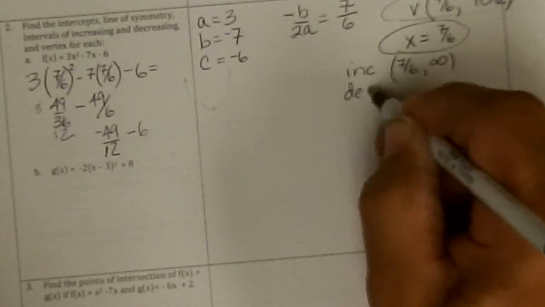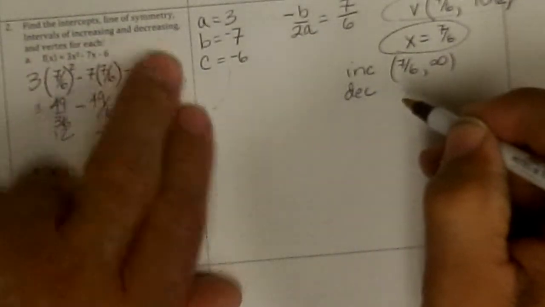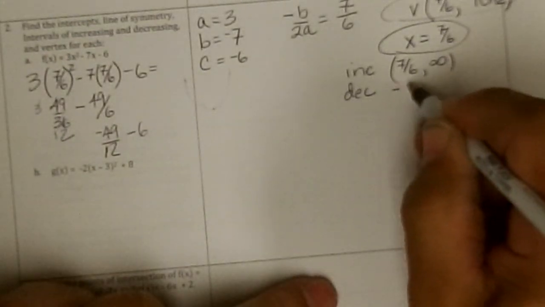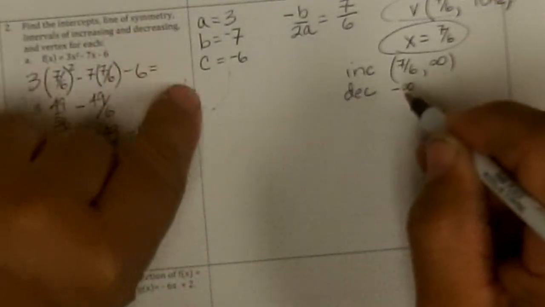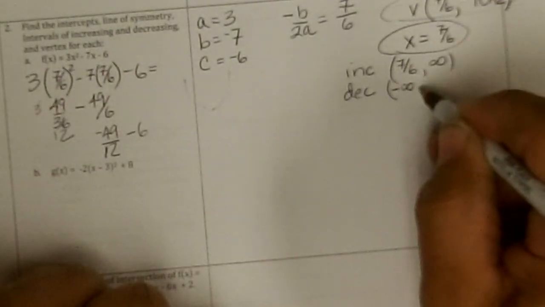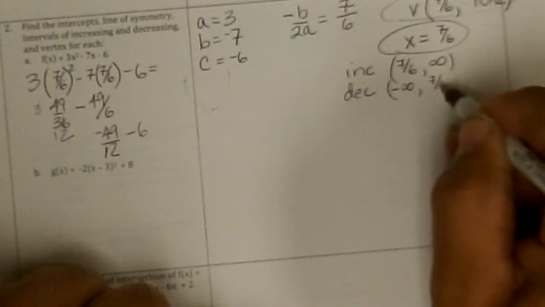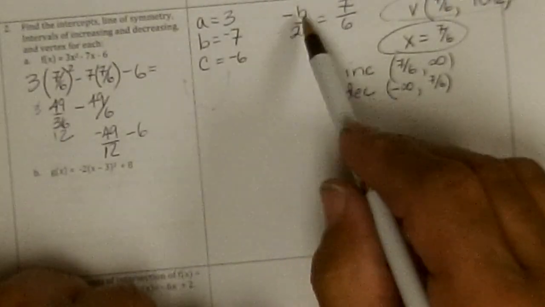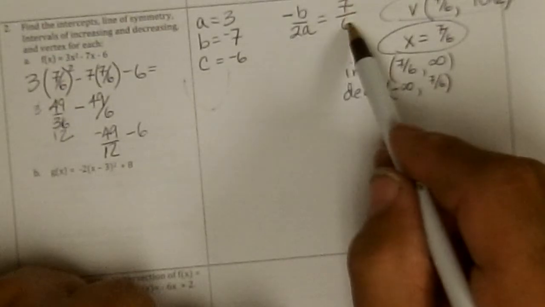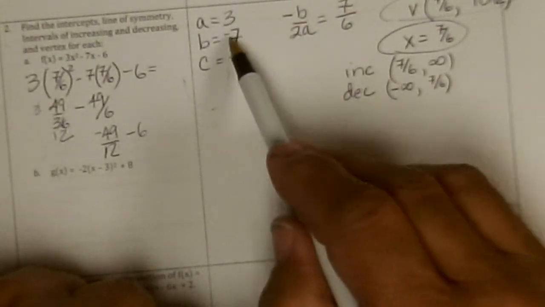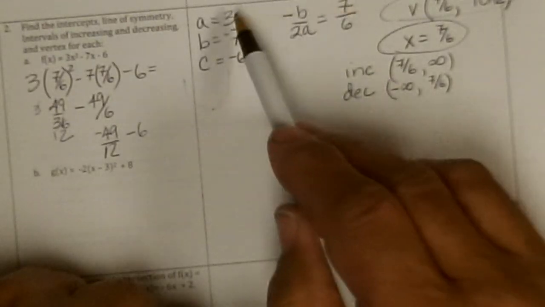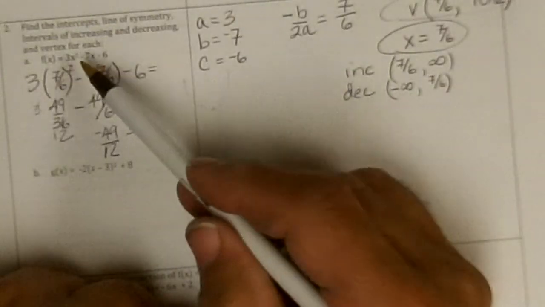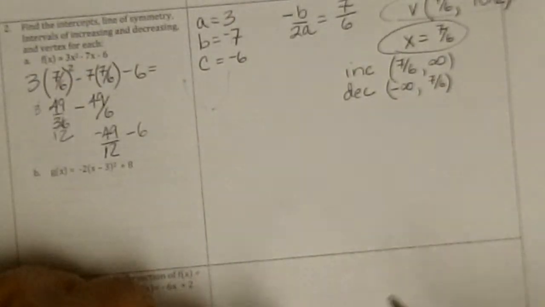It decreases from negative infinity up to 7/6. You see how important it is to get this first part right, so don't mess up the minus b over 2a. The opposite of b, if it's minus 7, it's plus 7 over 2 times a. Got to get the a, b, and c correct.